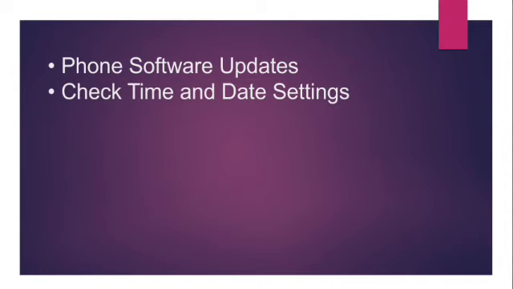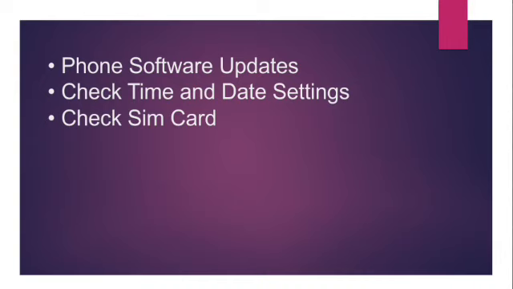Now the next one is to check your SIM card. This could also be another way of fixing this problem of not receiving an OTP message. Now, if your SIM card is damaged or is not well inserted, then you may have the issue of not being able to receive your OTP. So you want to check your SIM card to be sure it's not damaged and it is well inserted.